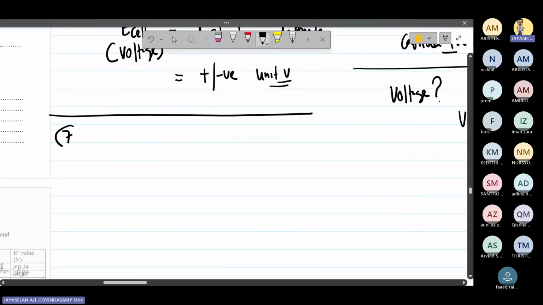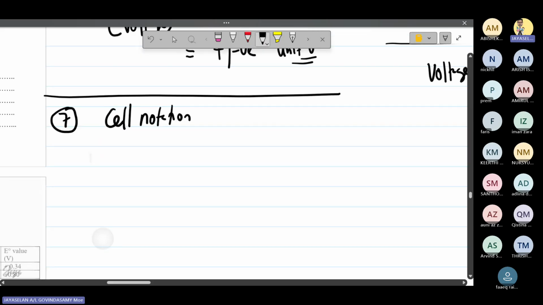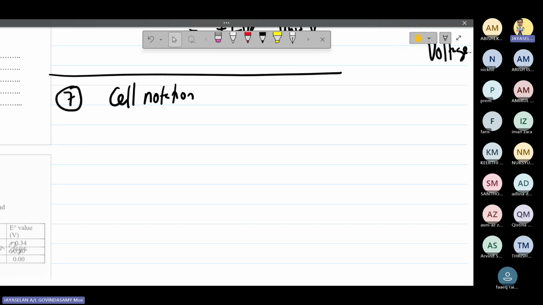Okay, last point. If they ask you to do cell notation. One year they ask voltage, one year they ask cell notation. Last year they asked voltage. Last year in section C, section B, they asked you to find the voltage, 2 marks you know. So this year it will be cell notation, they will rotate. Cell notation means you have to use the half equations. Let's say how to do cell notation, very easy you know.